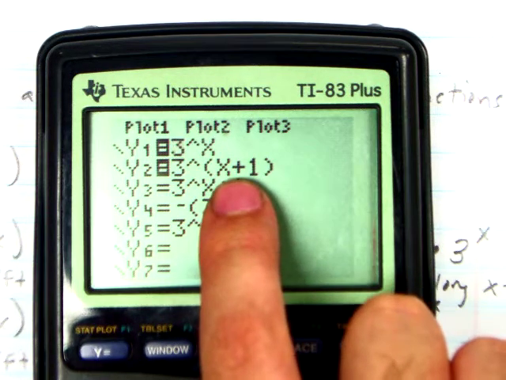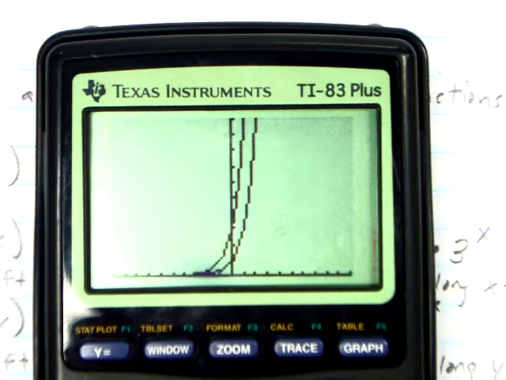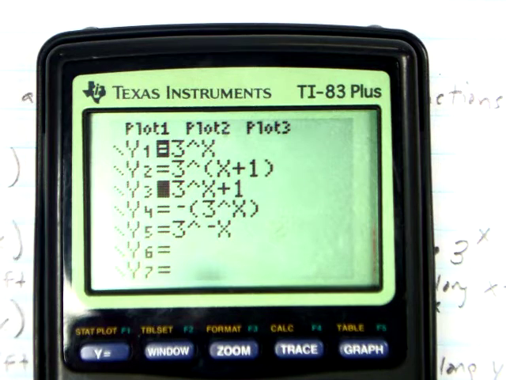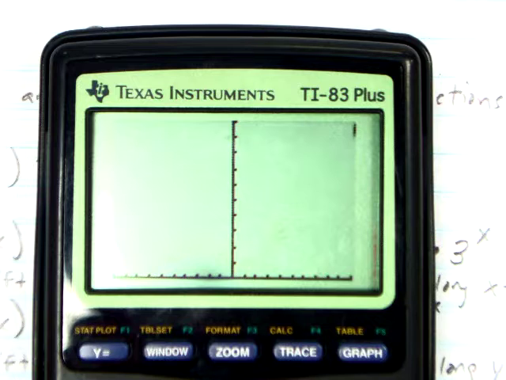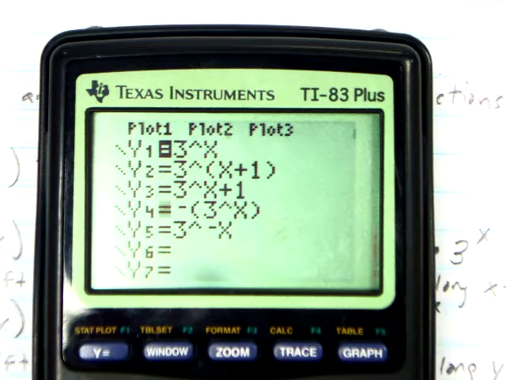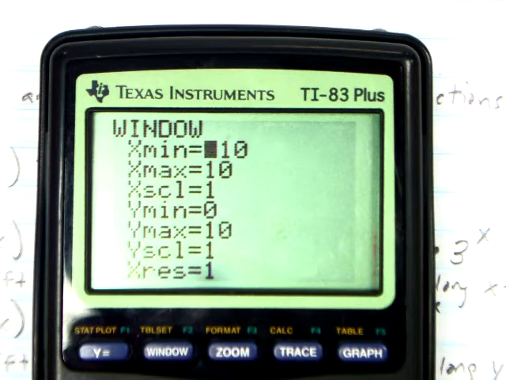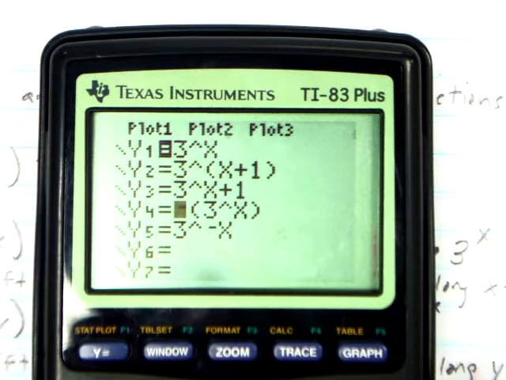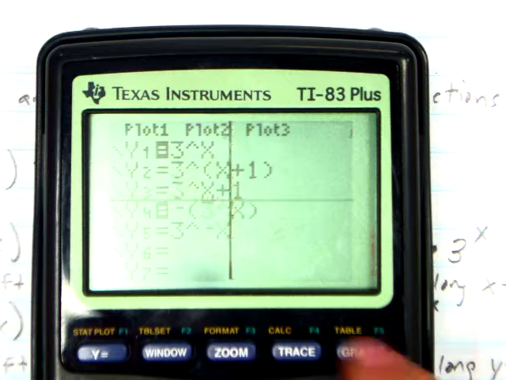Okay, let's look at the next one here. The negative is on the outside, so it should reflect it across the x-axis. Let's change our window here, changing the minimum back to negative 10. I'm going to pick this one right here, and graph it. Okay, so we've got our original, and it should reflect across the x-axis. So there you go, reflected across the x-axis. That's what we're looking for. It's just like a mirror image over onto the other side.